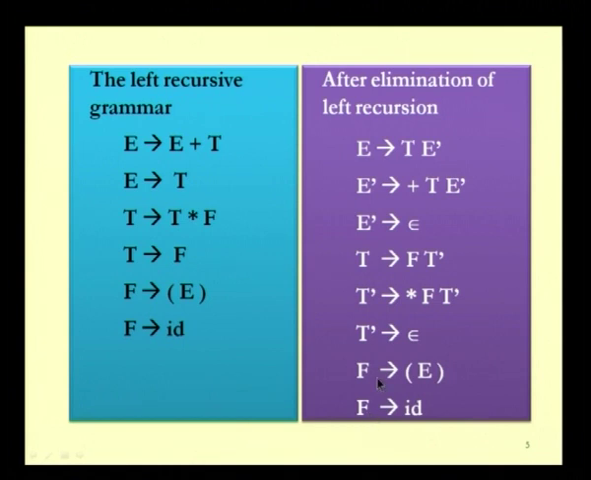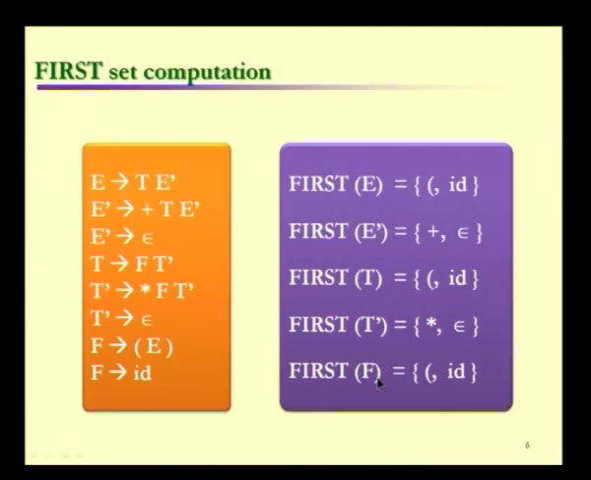So now we have to go for constructing the predictive parsing table from this grammar. Before that, we must know what the first set and follow set are going to be. The first set computation is done here. We compute from this grammar what the first set is going to be.